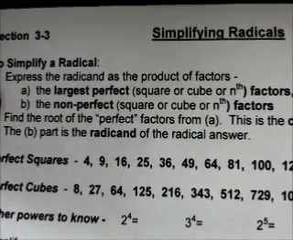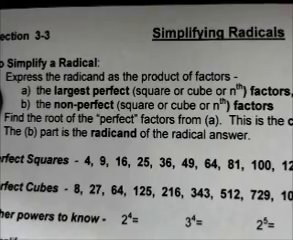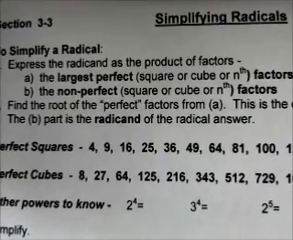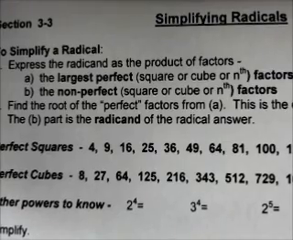We're going to find the root of the perfect factors from A. This is the coefficient of the radical answer. And the B part is the radicand of the radical answer. Now keep in mind our perfect squares: 4, 9, 16, 25, 36, 49, 64, 81, 100, and so on.